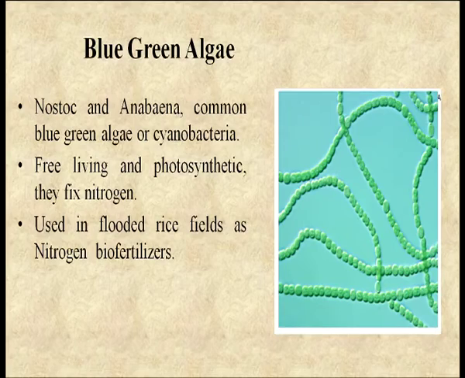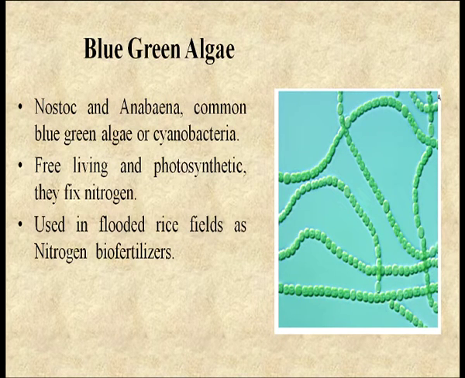Nostoc and Anabaena are common blue-green algae or cyanobacteria. Free-living and photosynthetic, they fix nitrogen, and are used in flooded rice fields as nitrogen biofertilizers.